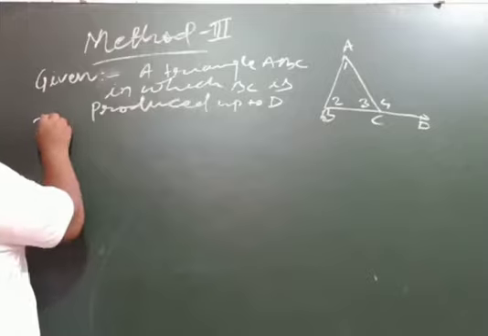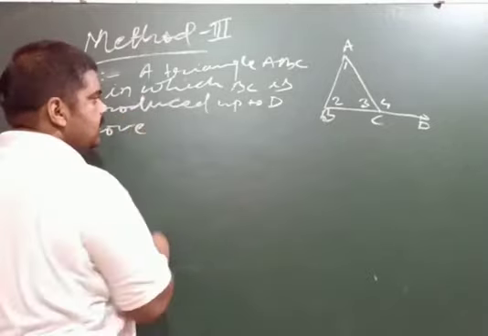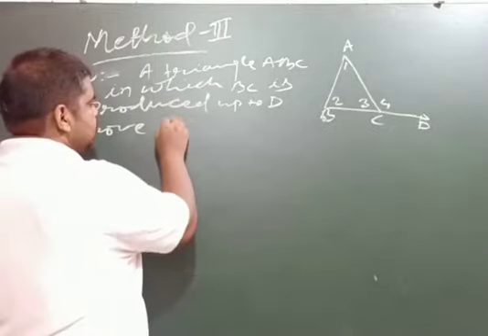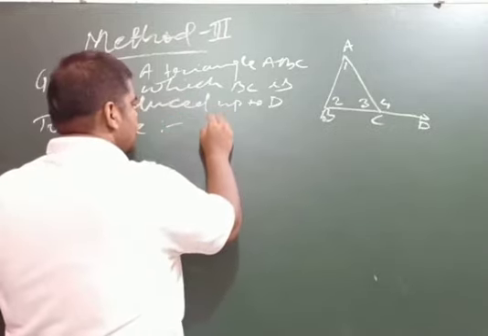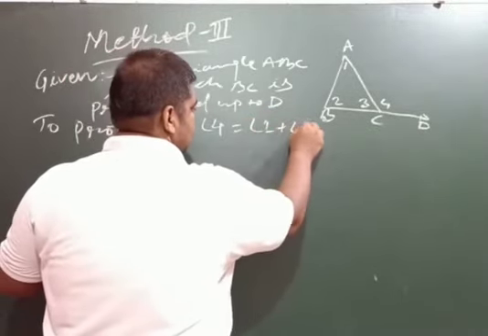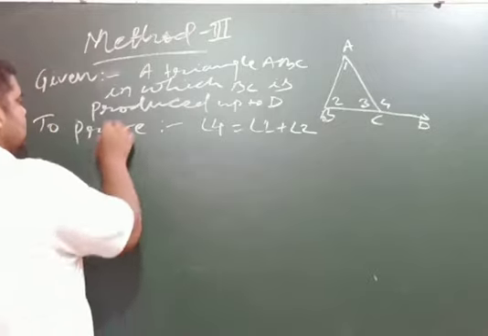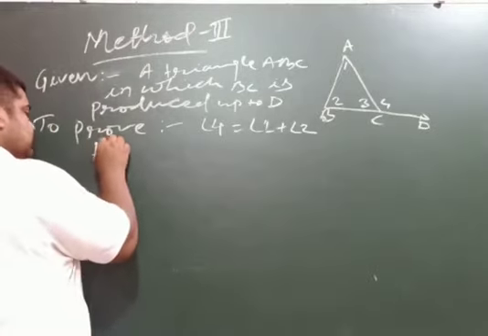To prove what you need to prove, actually you need to prove that angle 4 is equal to angle 1 plus angle 2. Understood? And let's start the proof.